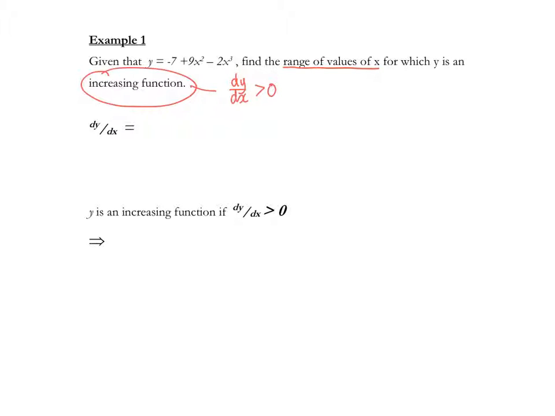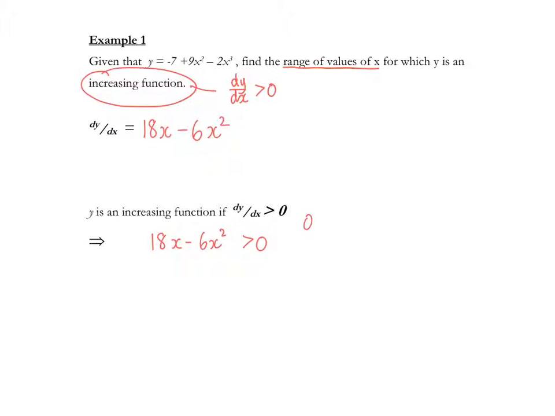Remember, it's multiply by the power and then take 1 away from the power. And constants, because they're horizontal lines, when you differentiate a constant, it's 0. So we get 18x minus 6x squared. And because it's an increasing function, dy by dx is greater than 0. So what do we have? We have 18x minus 6x squared greater than 0.